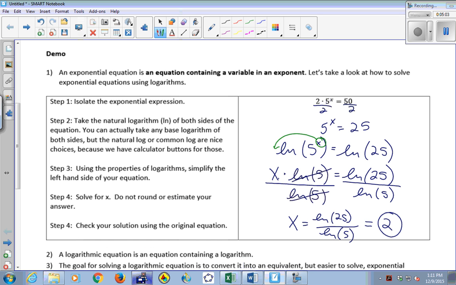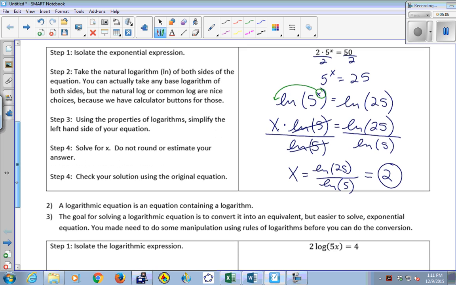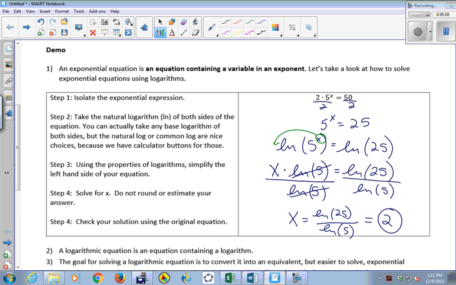All right, so we should go back and check, right? We should do a quick plug of that 2 into the original equation. So does 2 times 5 squared equal 50? Yeah, check.